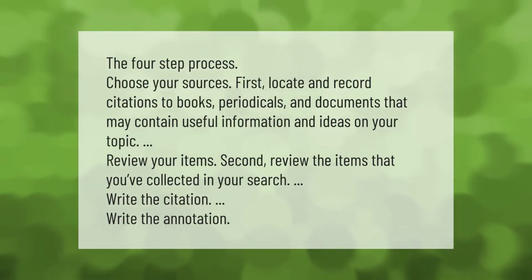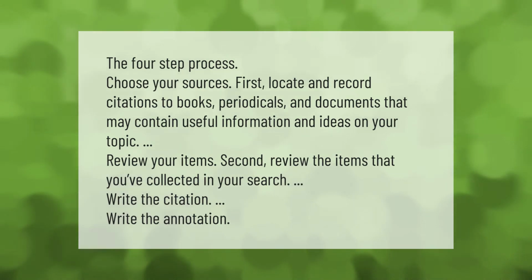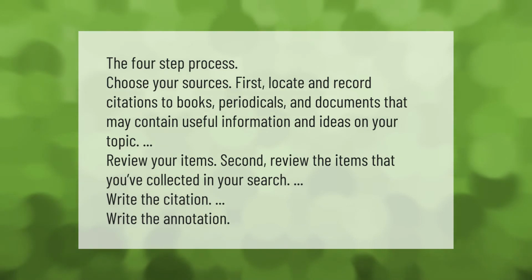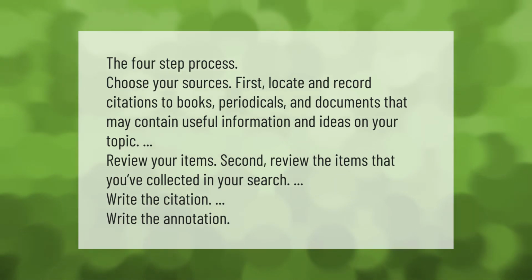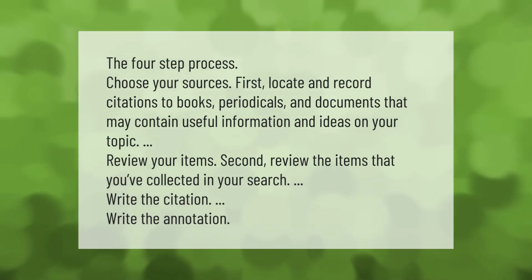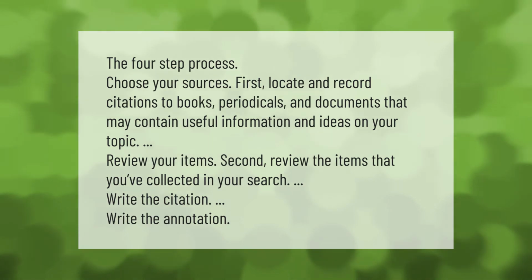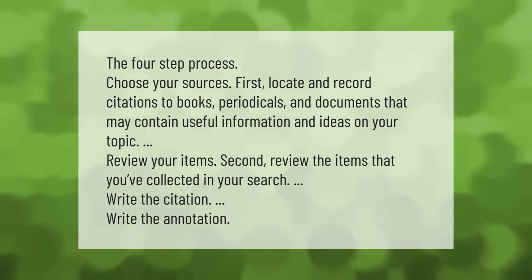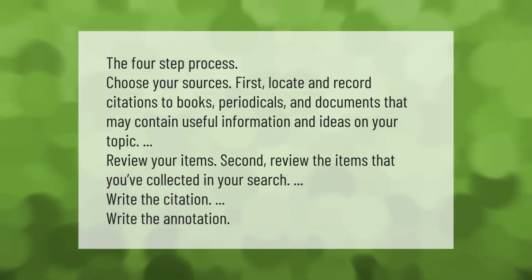The 4-step process. Choose your sources. First, locate and record citations to books, periodicals, and documents that may contain useful information and ideas on your topic. Review your items. Second, review the items that you've collected in your search. Write the citation. Write the annotation.